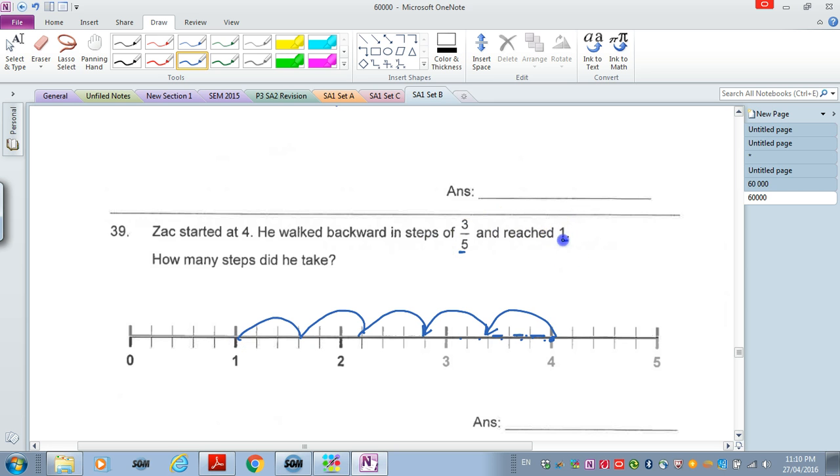He wants to reach 1. So how many steps did he take? So you count 1, 2, 3, 4, 5. So he took 5 steps.